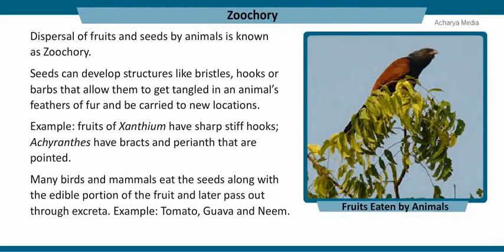Many birds and mammals eat the seeds along with the edible portion of the fruit and later pass them out through excreta. Examples are tomato, guava, and neem.